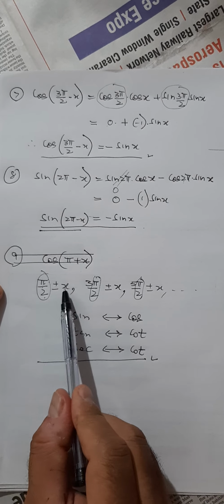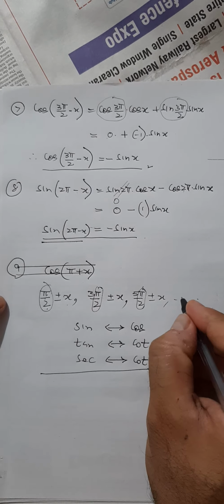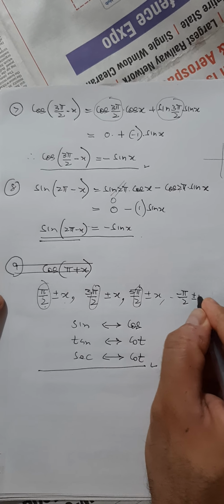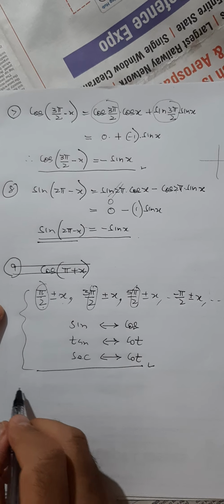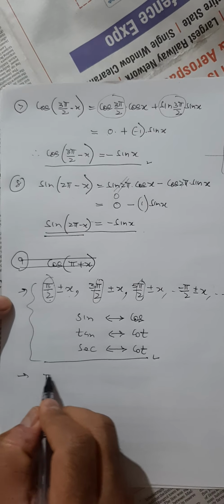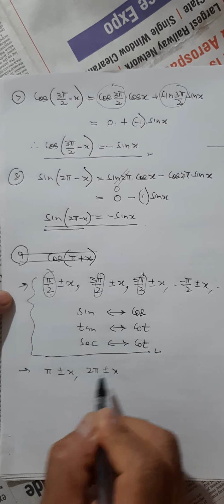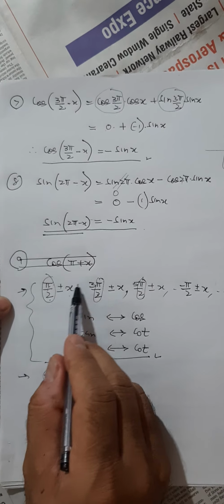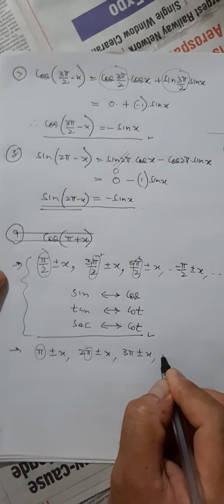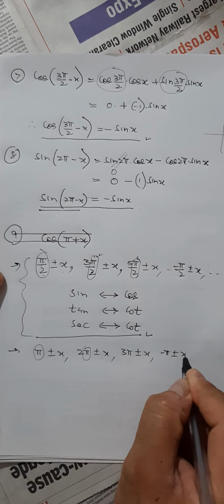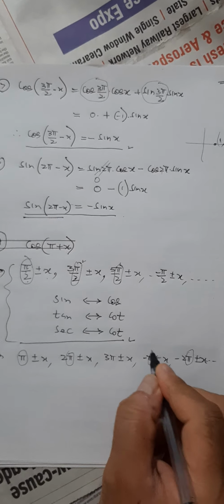If you have pi by 2 plus or minus inside the angle, 3 pi by 2 plus or minus, 5 pi by 2 plus or minus, you may have minus pi by 2 plus or minus x, and so on. Remember, that's one thing. Second thing, if you have pi plus or minus x, 2 pi plus or minus x, that is a multiple of pi, you might have realized. Here it is a multiple of pi by 2, remember. 3 pi plus or minus x, you may have minus pi plus or minus x, minus 2 pi plus or minus x. In short, multiple of pi, remember.